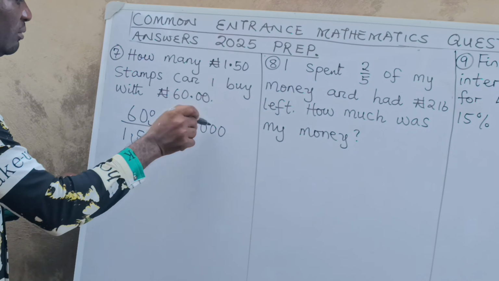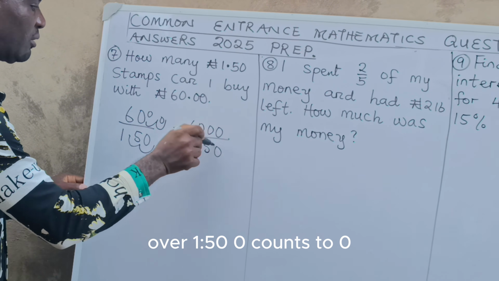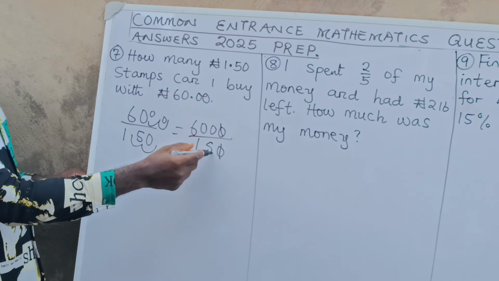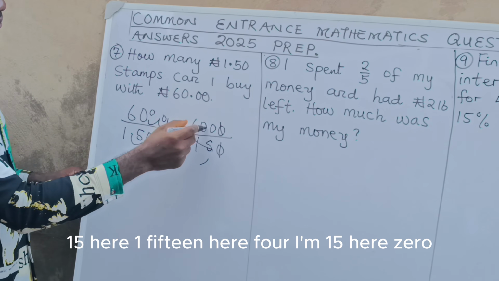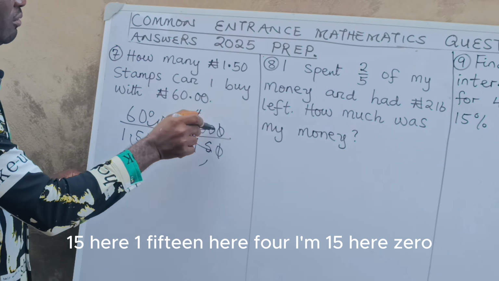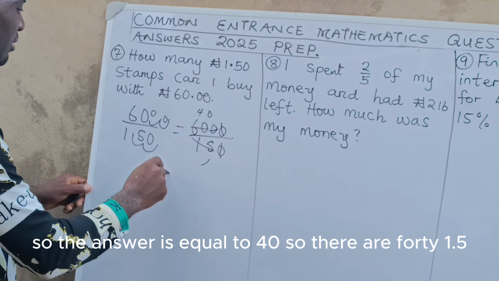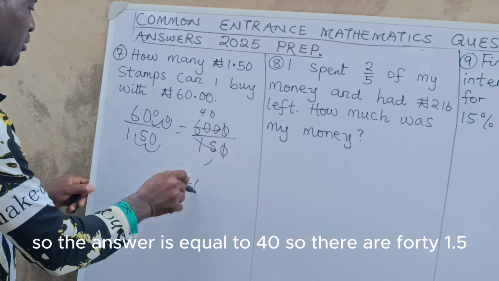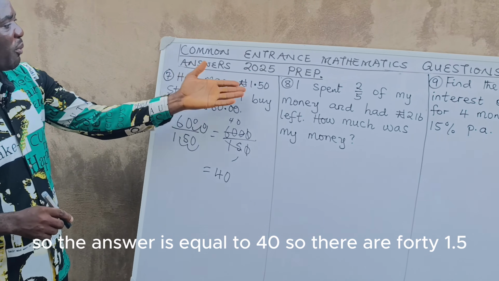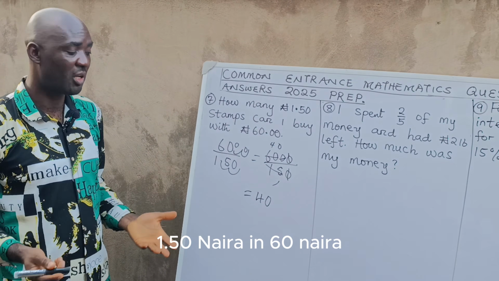So that makes 6,000 over 150. 0 cancels 0. 15 goes here 1, 15 goes here 4, and 15 goes here 0. So the answer is equal to 40. So there are 40 1.50 naira in 60 naira.